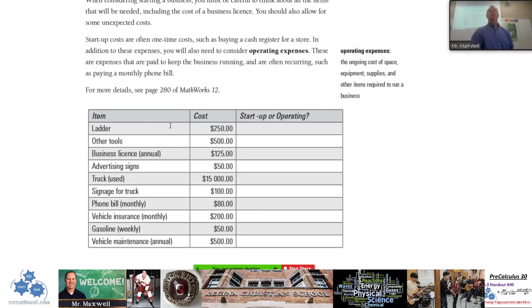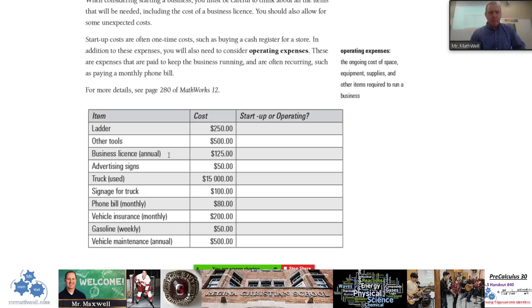So startup costs. Is this a startup cost or is this an ongoing? So a ladder. Okay, well, depending on what you're doing, you might need a ladder before you start working. That's probably a startup cost, isn't it? Other tools. That's a little vague, but if you're doing some kind of construction job, you may need the tools before you start. You're not going to show up to a job and say, yeah, I'm going to do this job first without any tools and save up some money and maybe I'll buy some tools later. I'm just going to cut this wood with my hand. No, you're not, unless you're like a karate guy or something. But you're not going to, you feel me?